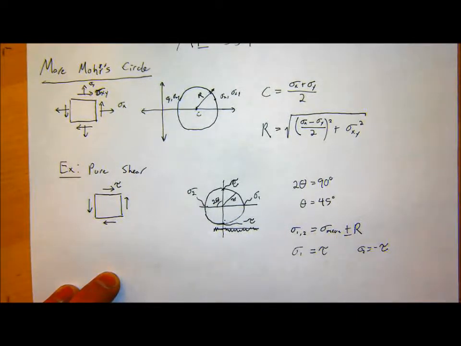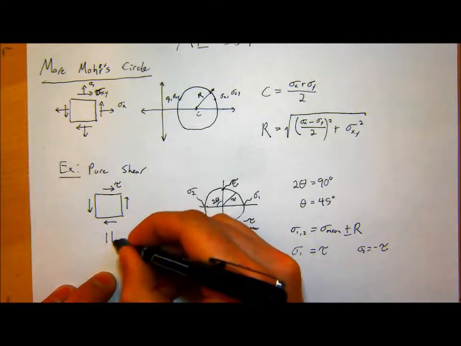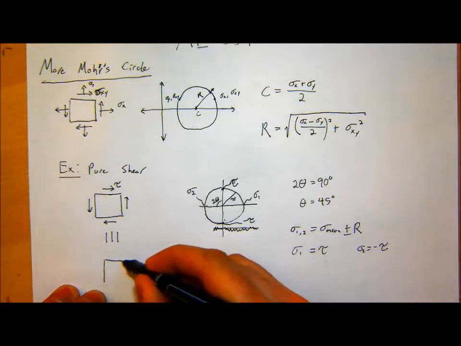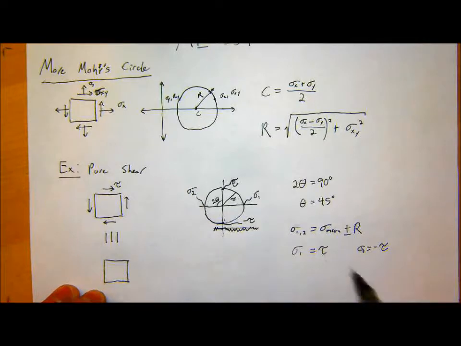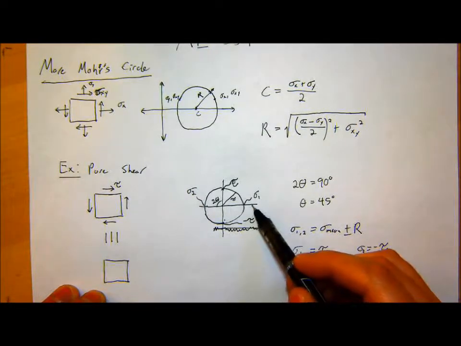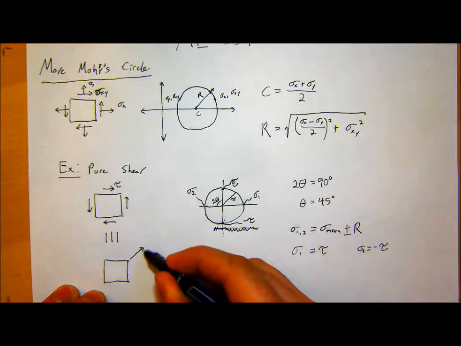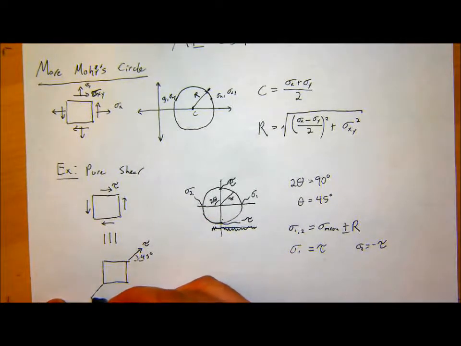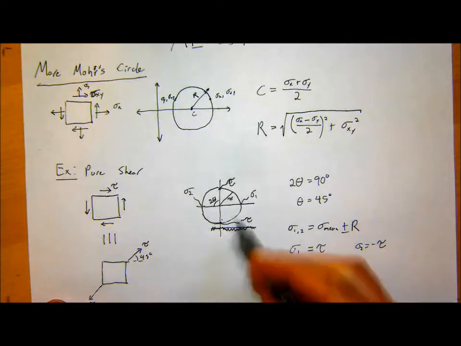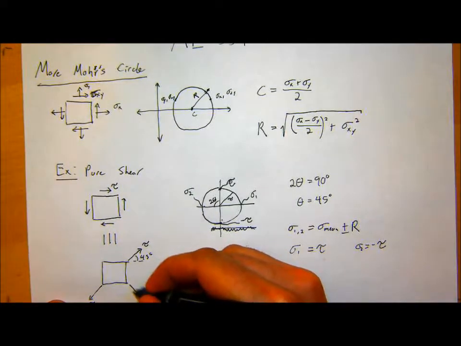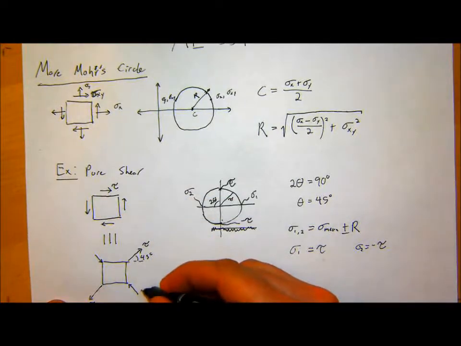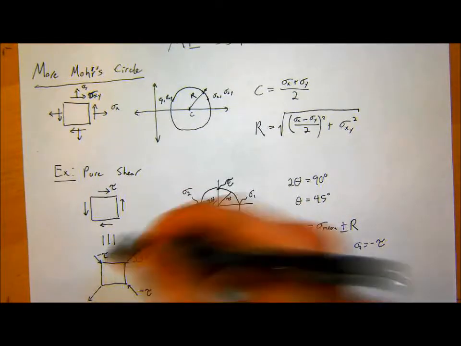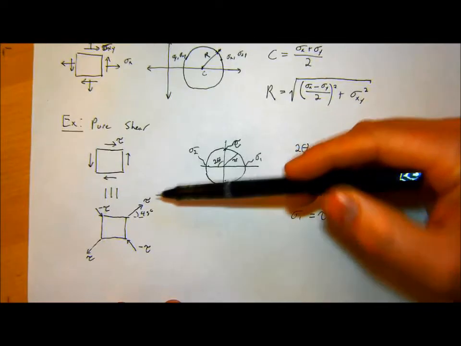Here now, what this means is, if I apply a pure shear to this little block, this is kind of equivalent to saying I'm applying now at an angle of plus 45, which is where my sigma 1 is, a plus tau. And now in my minus 45, I have a negative sigma acting, minus tau acting. So then these two stress states are the same.